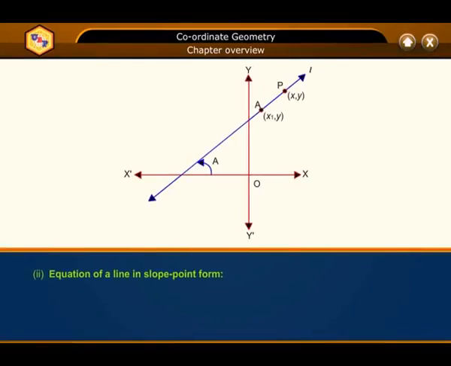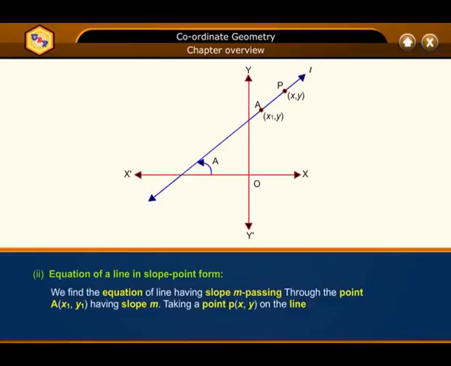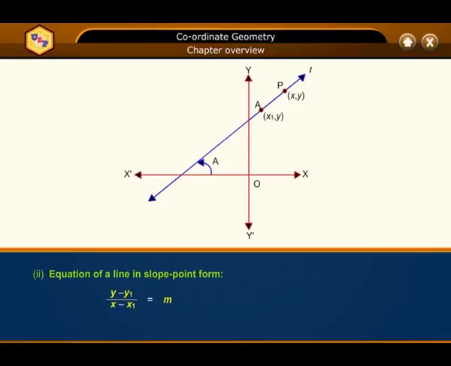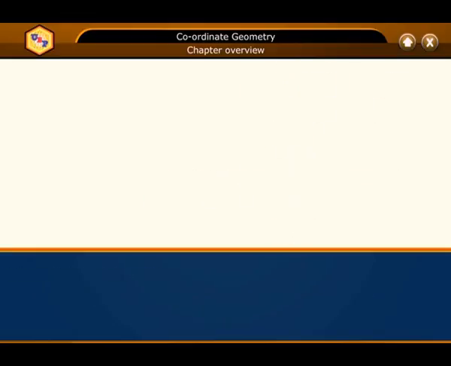Equation of a line in slope-point form. We find the equation of a line having slope m passing through the point A(x1, y1). Taking a point P(x, y) on the line, slope of AP is equal to m. (y minus y1) by (x minus x1) is equal to m. So y minus y1 is equal to m times (x minus x1). This is the required equation of a line in slope-point form.